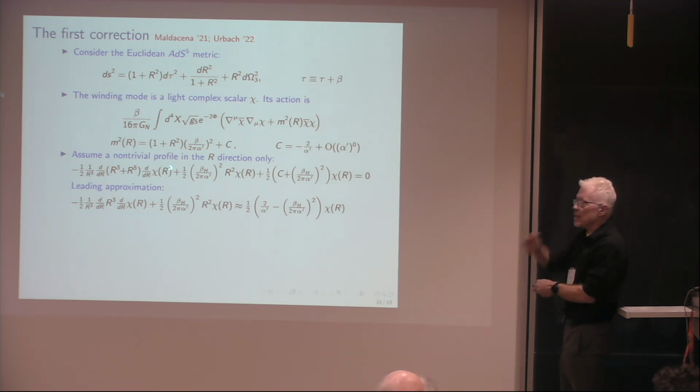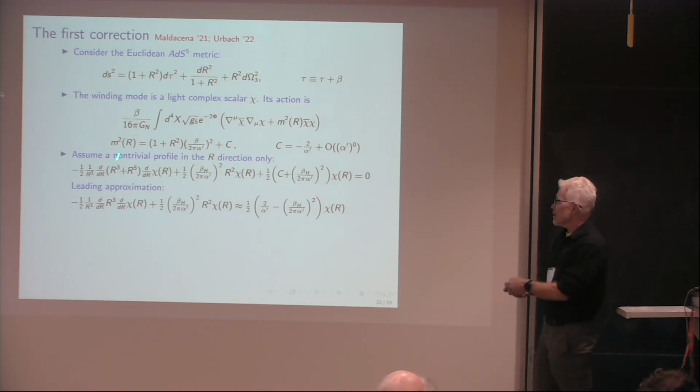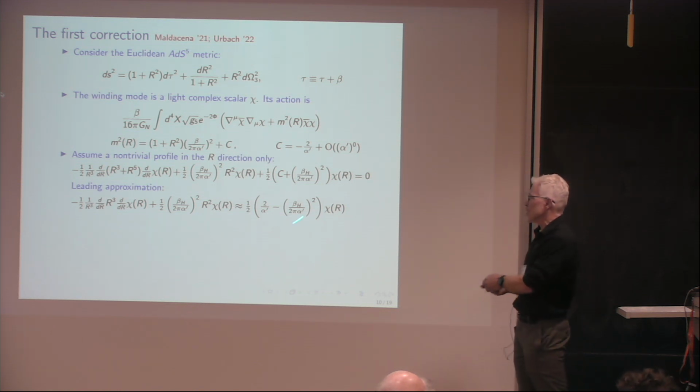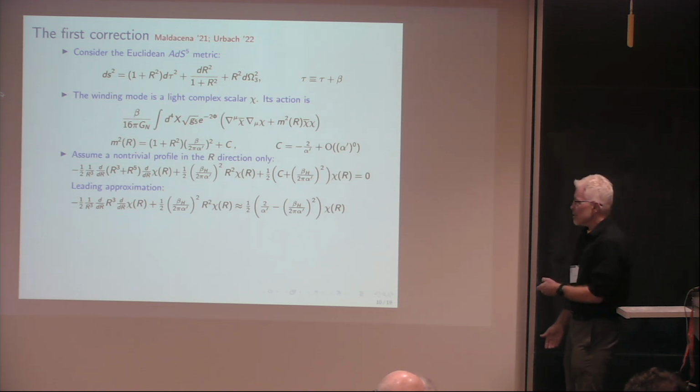And if we assume a non-trivial profile only in the radial direction, then just solving this, finding the equations of motion for this, we end up with this equation here. Okay, and we can do an approximation where we drop this r to the fifth, and we set this constant equal to this, and doing that approximation, we end up with this equation here.